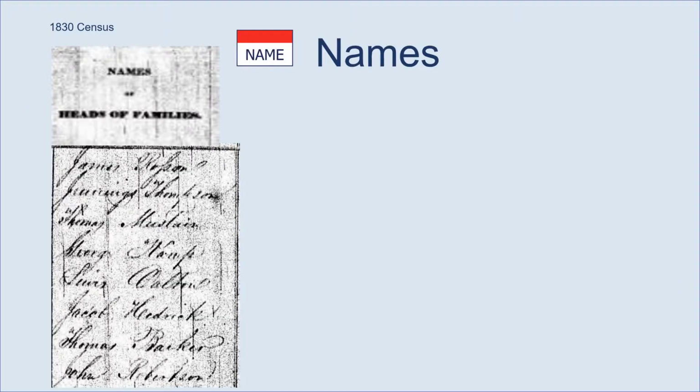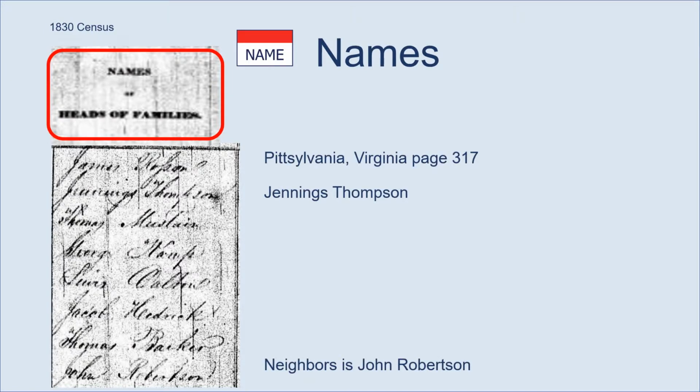ancestors. Names. The second column asks for the name of heads of families. Here is a small section of this Pennsylvania, Virginia, page 317. One person listed is Jennings Thompson. He has 2 brother-in-laws with the last name of Robertson. One of Jennings' neighbors is John Robertson.